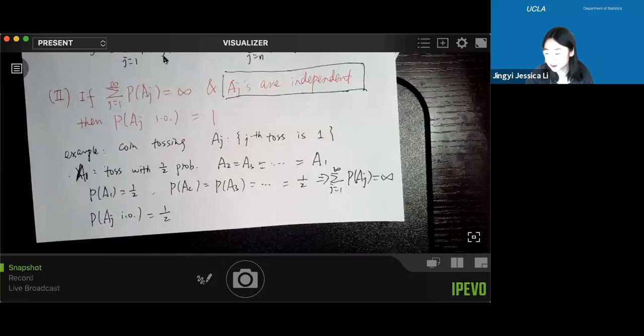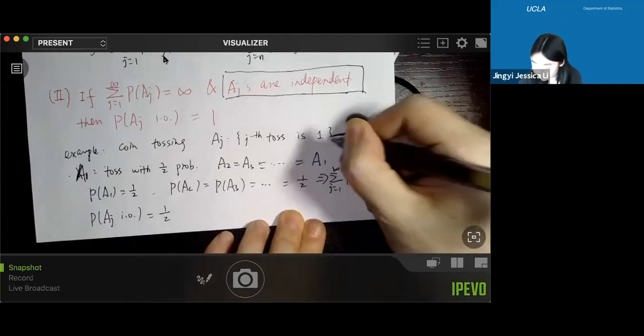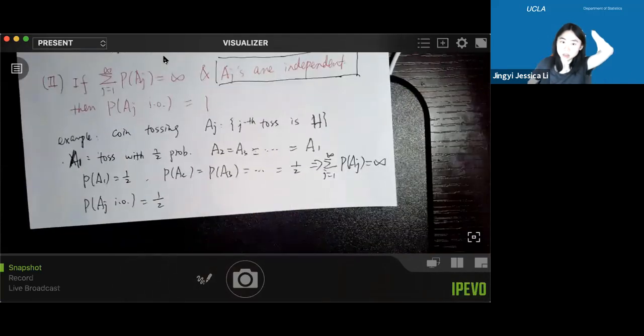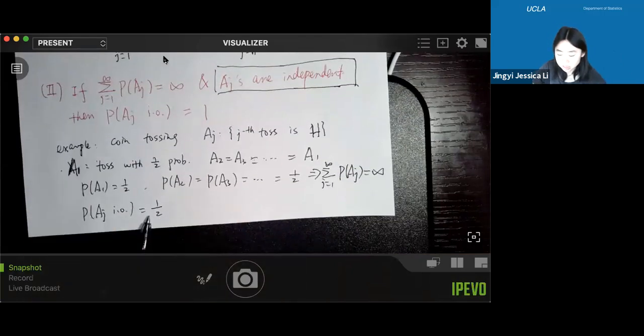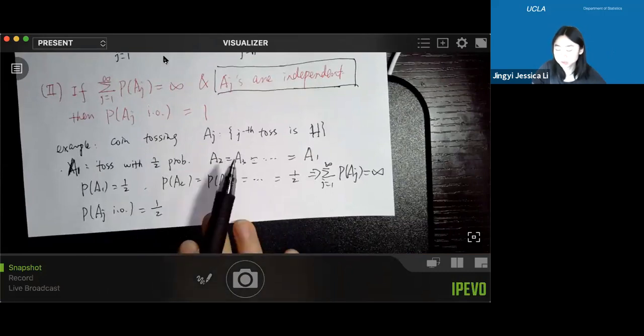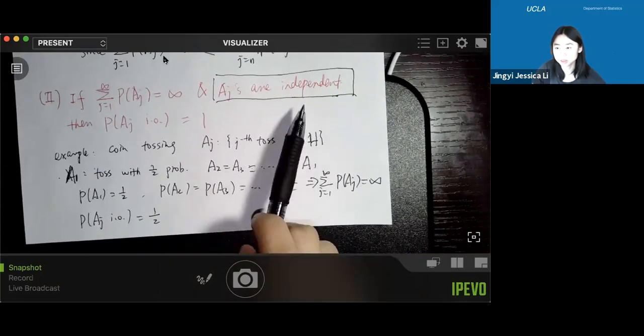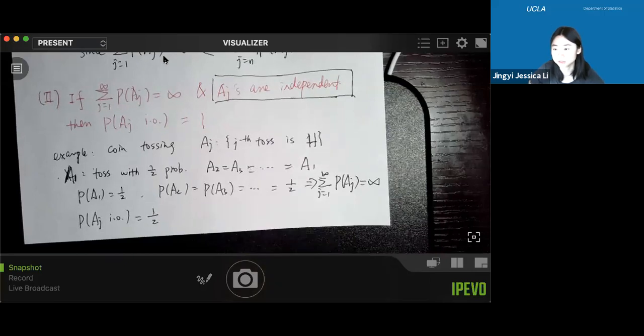To clarify, by an event happening, I mean the toss is a head. When it's a tail, it doesn't occur. That's why this statement doesn't hold in this case, because here I have total dependence. I'm just trying to explain why the independence assumption is very important. We cannot get rid of it.